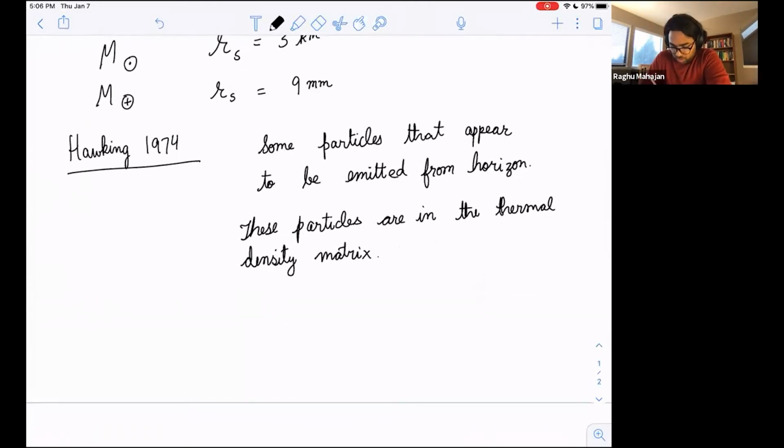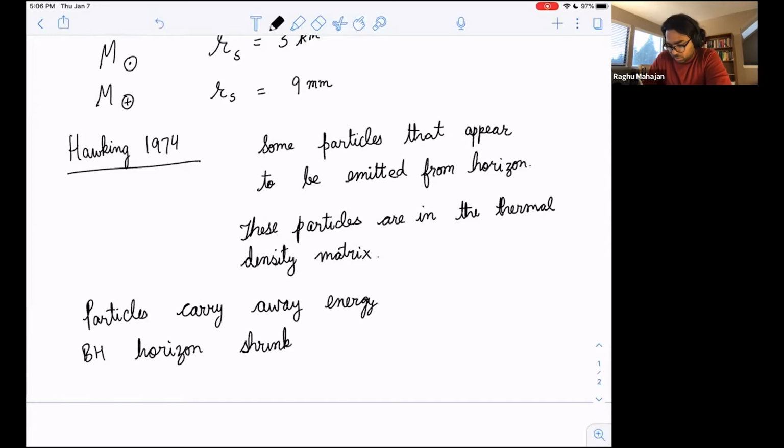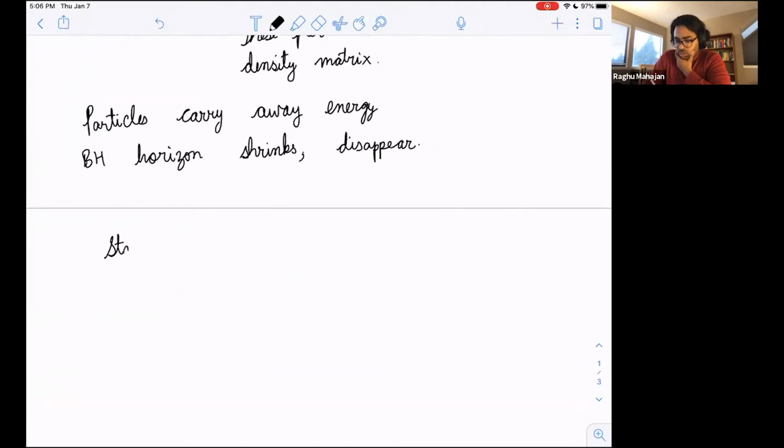As the particles are being emitted, they carry away energy, and so the black hole horizon gradually shrinks. It shrinks and shrinks and completely disappears, eventually, at a very, very long time scale. But it does disappear. So what we have achieved is that the initial star, whatever it could have been, is converted by the end of this process into some thermal gas, a completely thermal gas.